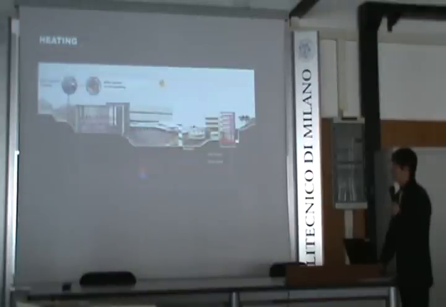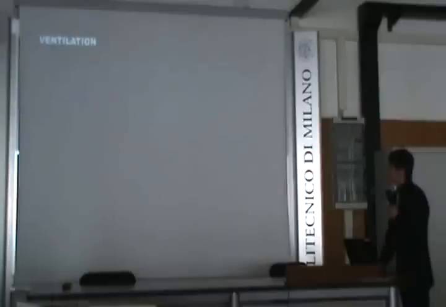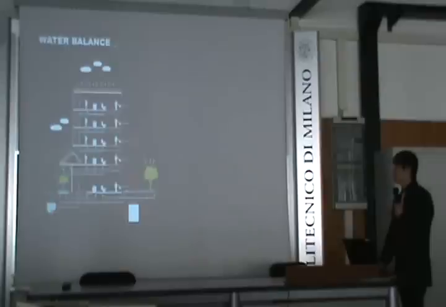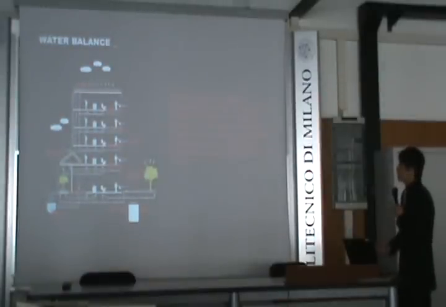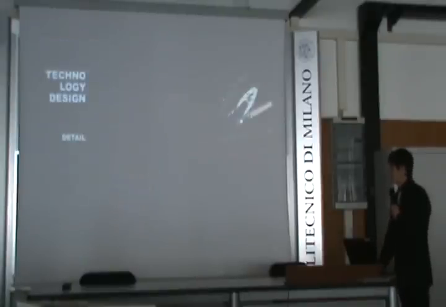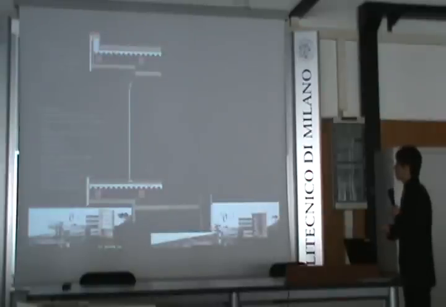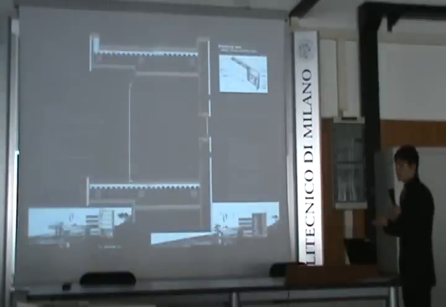And then this is the heating loss circulation system. And this is the ventilation and fresh air system for the whole building. And this is the water balance section, the concept section of the water balance, to show how to use the grey water, black water, and how to collect the rainwater. And then I also include some details to show how to construct the whole building.